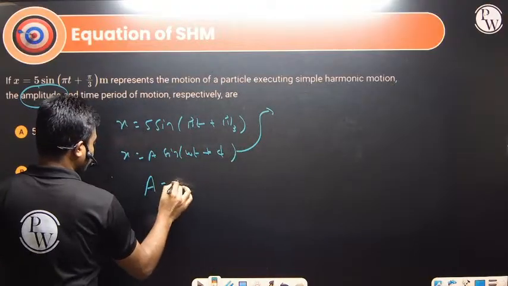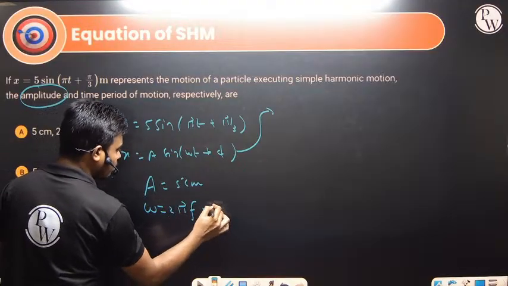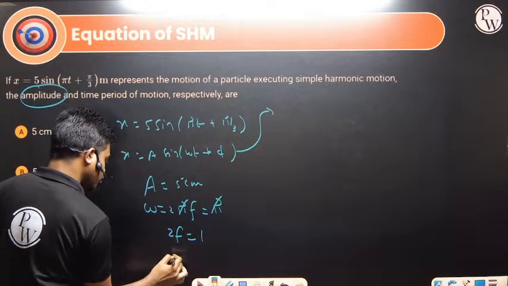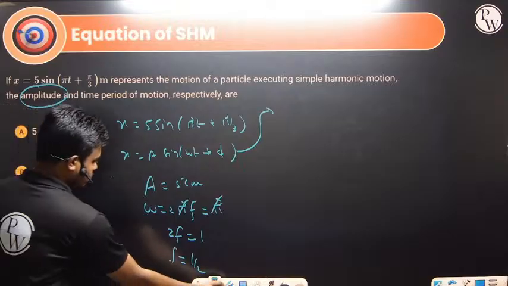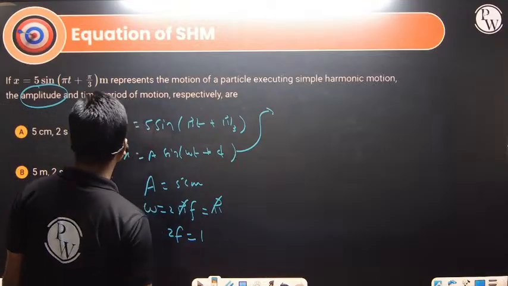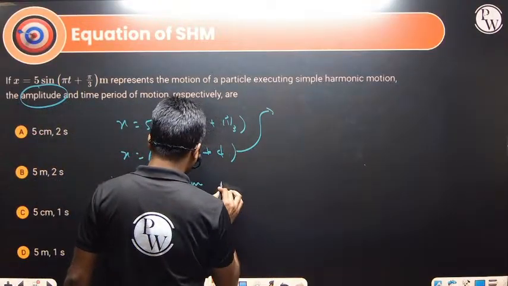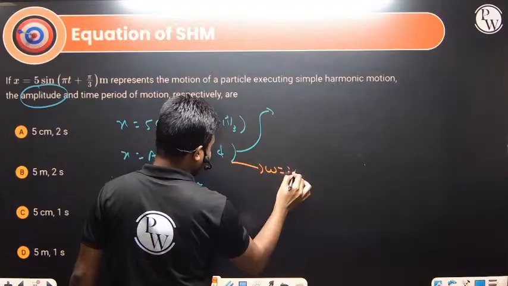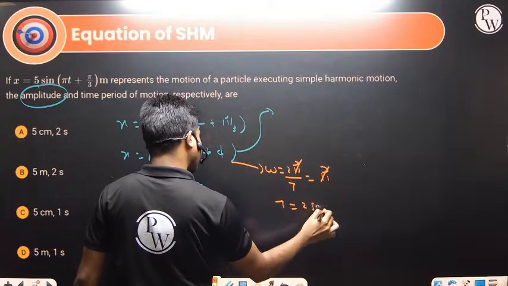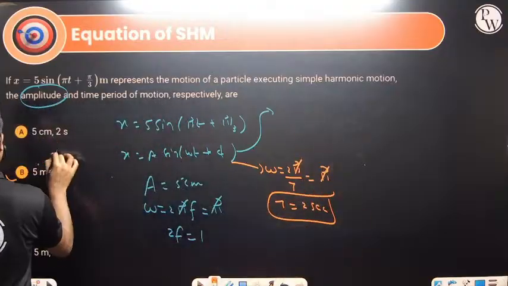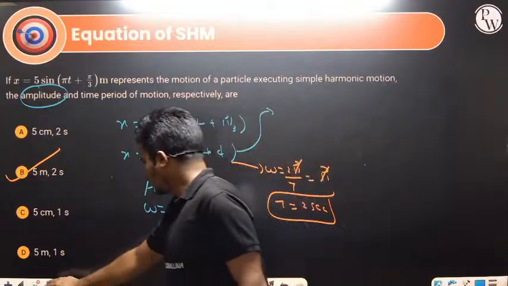Just compare this, a equals 5 centimeter. What is omega? Omega is given as 2 pi f, and that is given by pi. Pi and pi cancel, so 2f equals 1. So what is f? 1 by 2. But they're not asking frequency, they're asking the time period. So omega equals 2 pi by T. This pi cancels, so what is T? T equals 2 seconds, and amplitude is 5 centimeter. Option B. Clear? So this is the basic question that we have from the SHM.